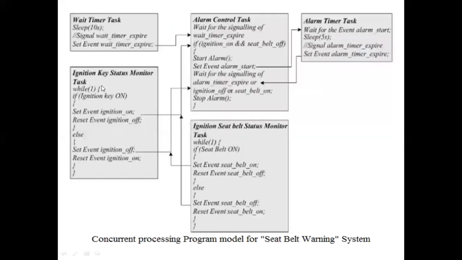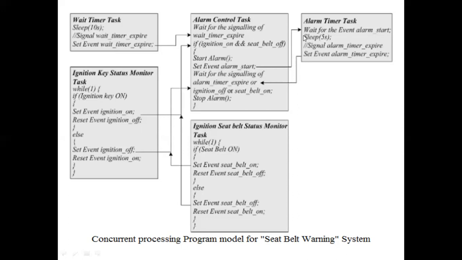So first, the wait timer task. It will sleep for 10 seconds, and after that it will set the event wait timer expire. After the 10 seconds expire, the alarm control task, which waits for the signaling of wait timer expire, will check whether the ignition is on and the seat belt is off, and it will start the alarm. So set event alarm start.